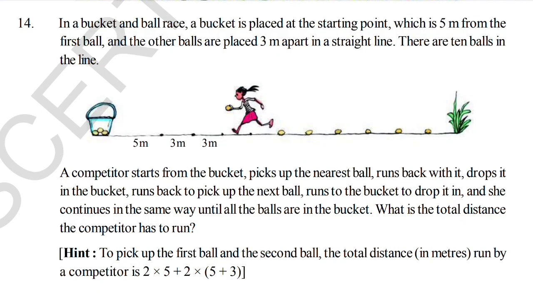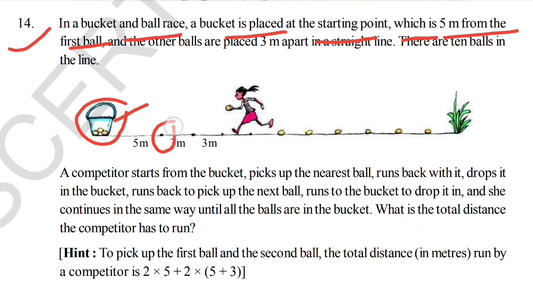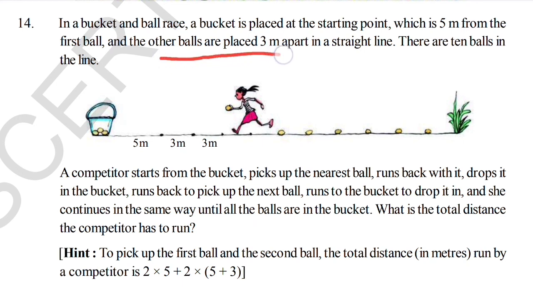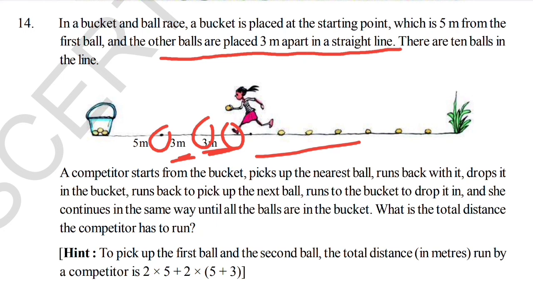Next, the last question in this exercise, that is the 14th problem. In a bucket and ball race, a bucket is placed at the starting point. Here is the starting point, and the bucket is 5 meters from the first ball. Here is the first ball. It is 5 meters from the first ball. The other balls are placed 3 meters apart in a straight line. Here is the first ball, the next ball is here and the distance is 3 meters. Next here is the third ball and the distance is 3 meters. It is continuing. There are 10 balls in the line.